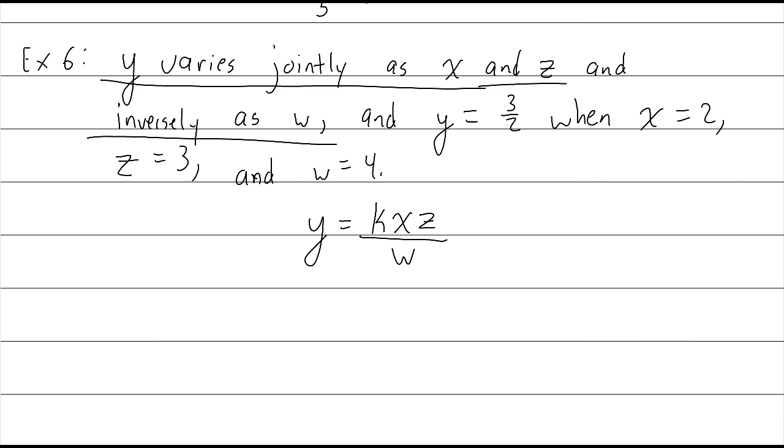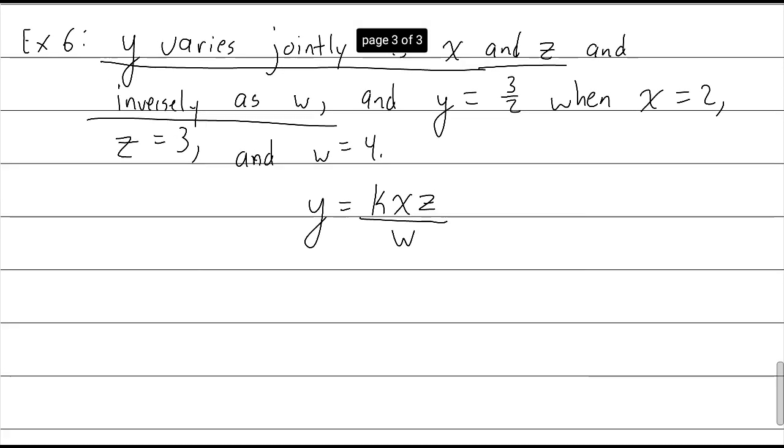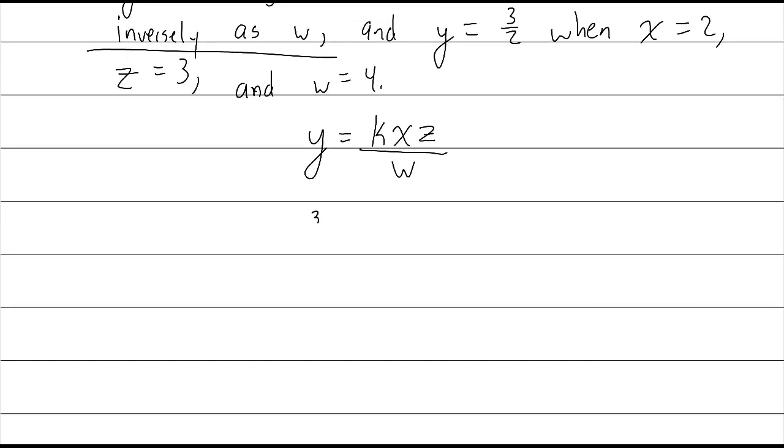Okay, so there we go. We have our formula here. Okay, so again, don't let jointly confuse you. Jointly just means do the same thing as you normally would with directly, just put them together. Okay, and then let's plug everything in. So that's going to be 3 over 2 is equal to k, don't know what that is, times 2 times 3 over 4.